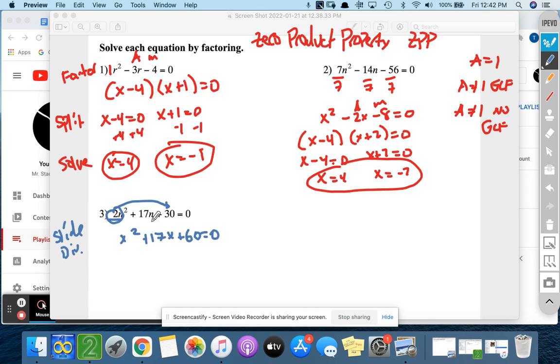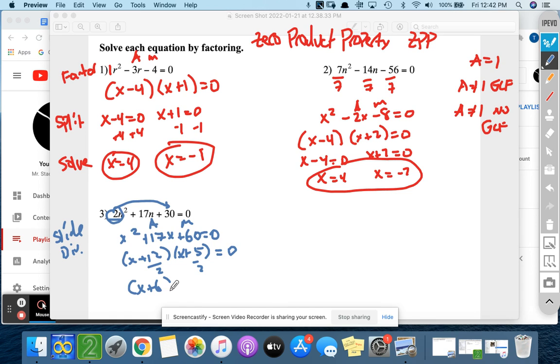Now I've changed the problem. I changed it by multiplying so that I can find numbers that add and multiply. Well, the numbers that I think work are 12 and 5 maybe. So x plus 12, x plus 5. Okay, cool. But it's not factored completely because if I re-multiplied these out and FOILed it, x times x is not 2x squared. So I have to divide each by 2 because I changed it by multiplying by 2. I've got to divide it by 2.